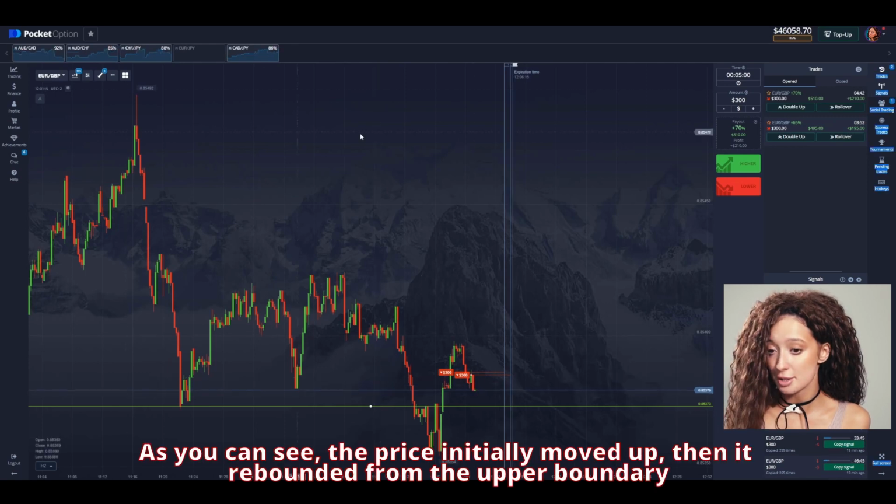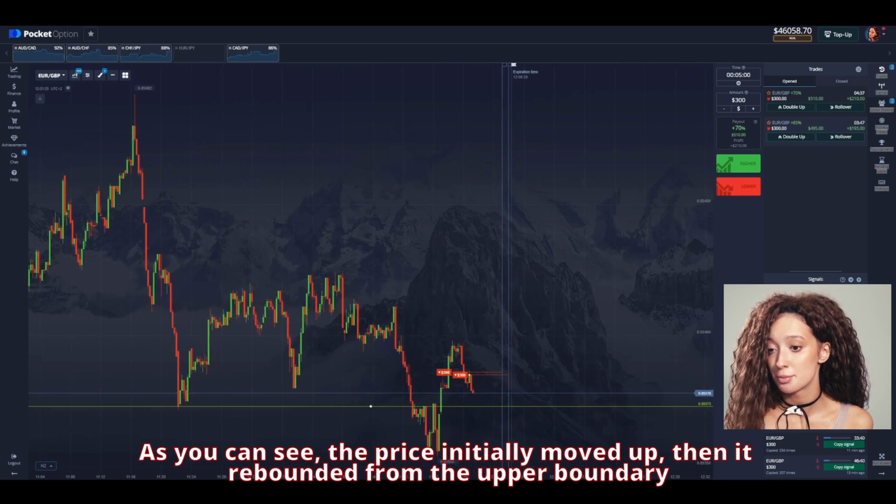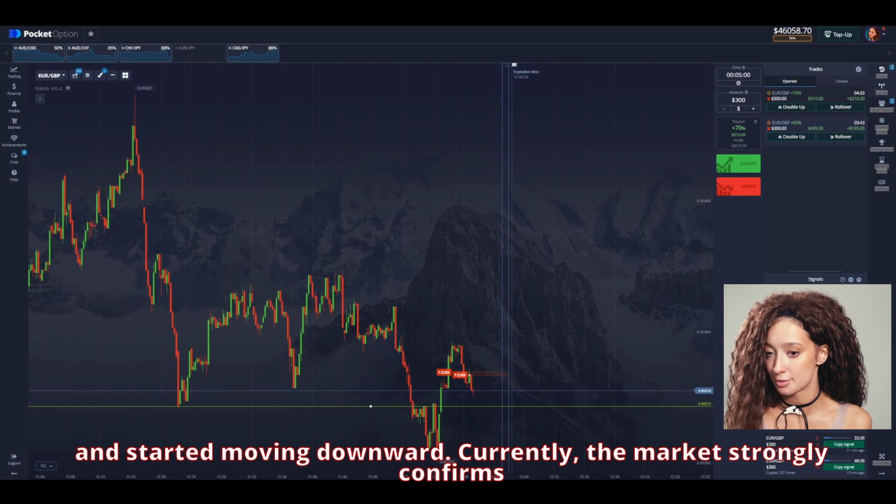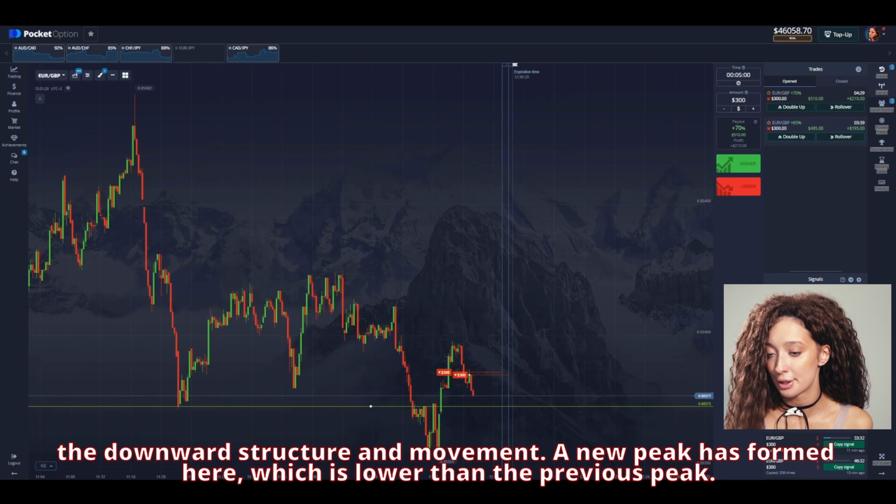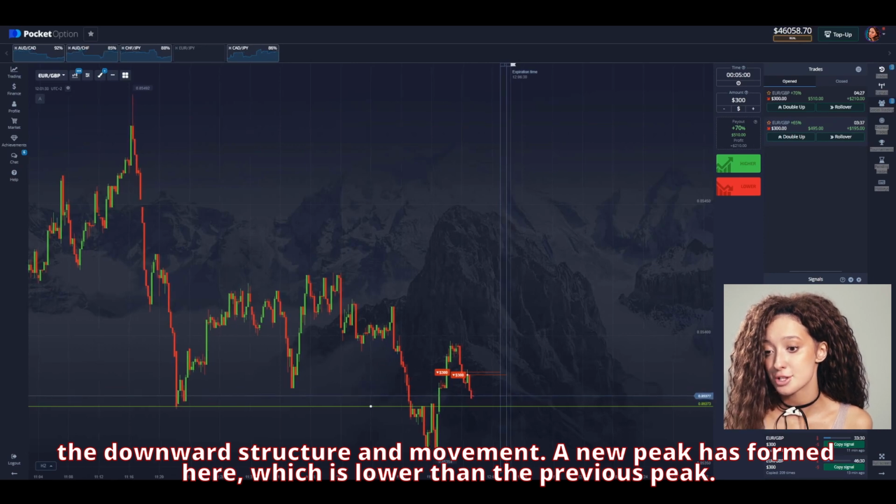So, as you can see, the price initially moved up. Then it rebounded from the upper boundary and started moving downwards. Currently, the market strongly confirms the downward structure and movement. A new peak has formed here, which is lower than the previous peak.